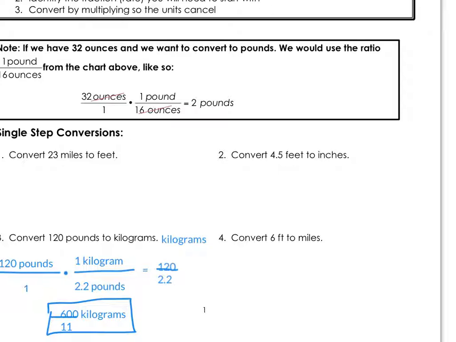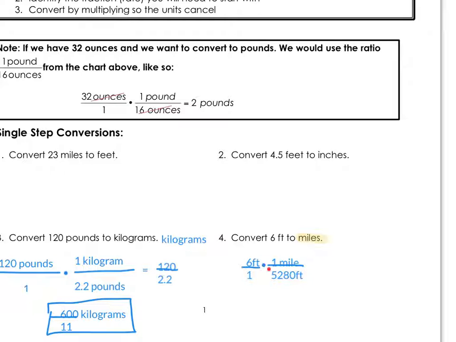I need to convert 6 feet into miles, so what I want at the end is miles, so you can either write it or highlight it, that's what I want at the end. And I need to start with 6 feet, so 6 feet over 1. So now I know I want feet to go away, so I know that feet have to be in the denominator so that they're left alone, and then I need miles in the numerator.